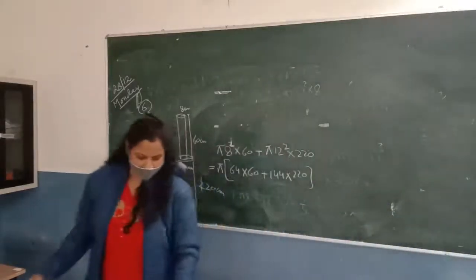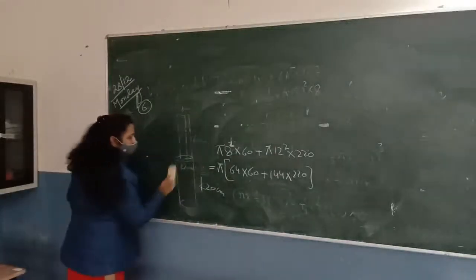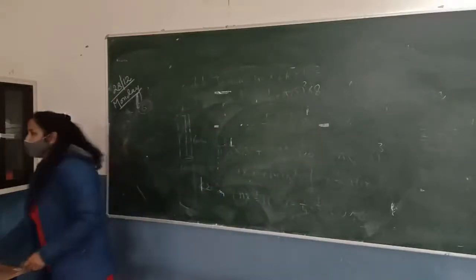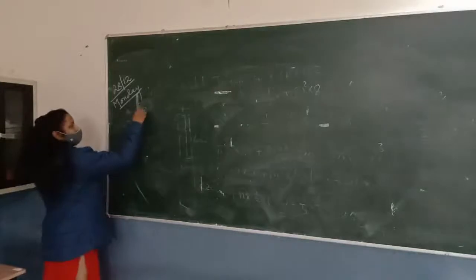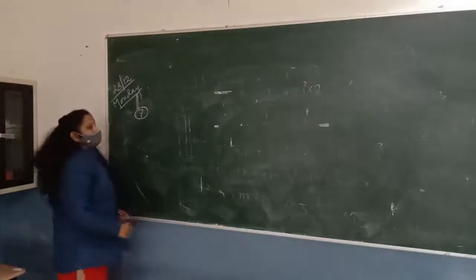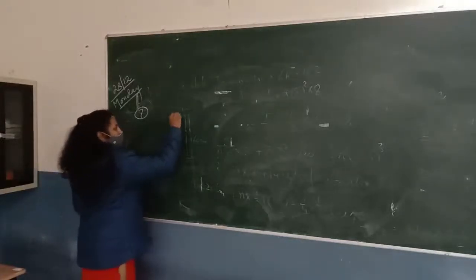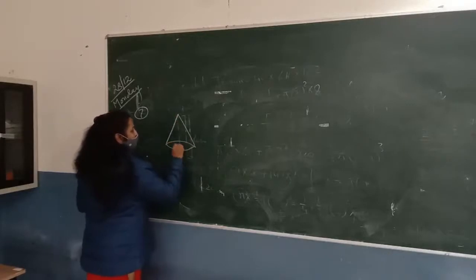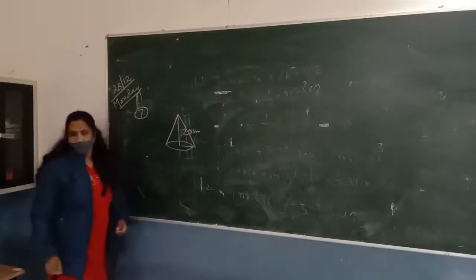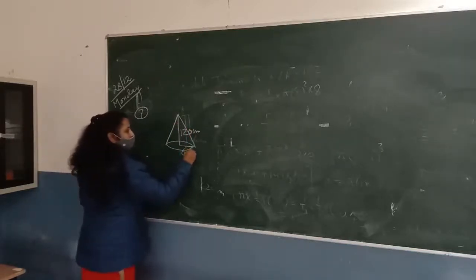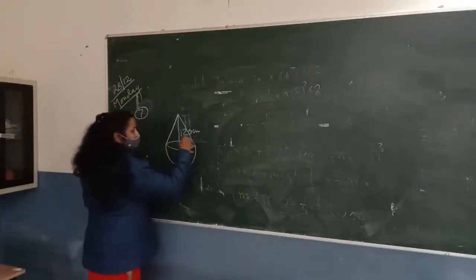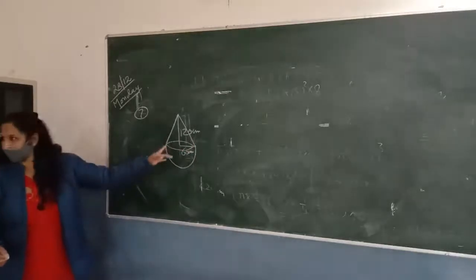Next question, question number 7. Yes, Ashant, question number 7. A solid consisting of a right circular cone of height 120 centimeters and radius 60 centimeters, standing on a hemisphere of radius 60 centimeters. The height of the conical portion is 120 centimeters. This cone is standing on a hemisphere having the same radius, that is 60 centimeters.